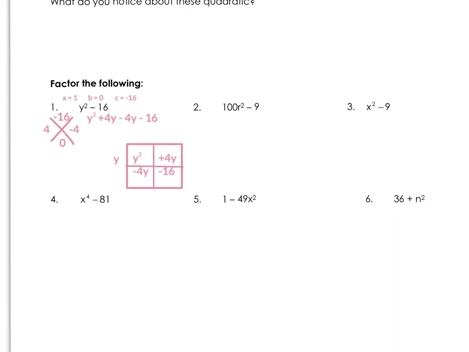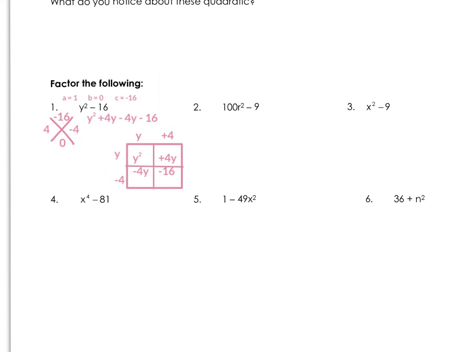So what times y will give us y squared? Or you can do y squared divided by y. That's a y. And then what times y will give me 4y, so that's a 4. So I'm going to put plus 4 here. And then what times y will give me a negative 4y, so I'm going to put a negative 4 here. And now I have my two factors, the sides of the box. So I have a y plus 4 and a y minus 4.